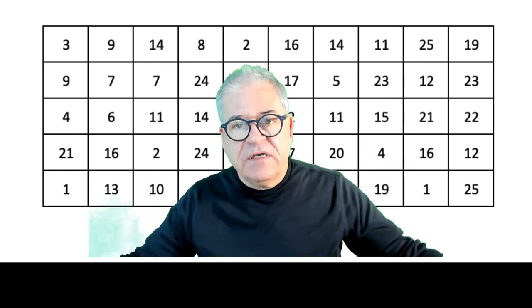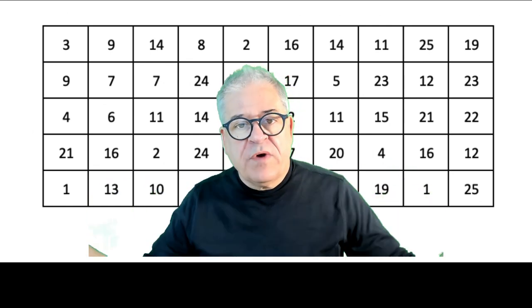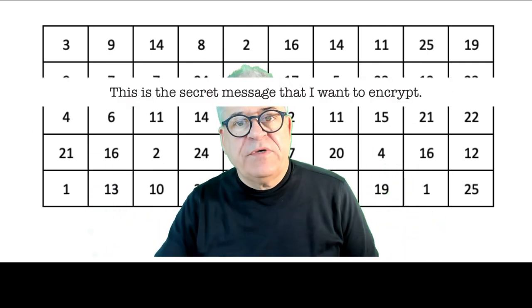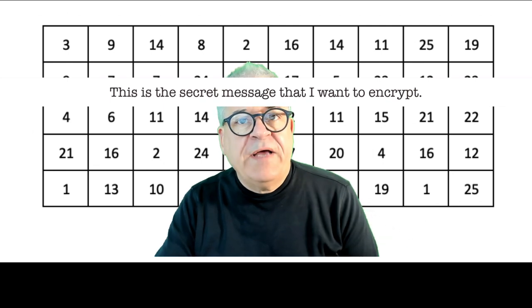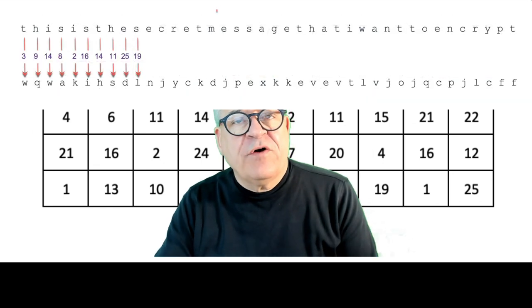So this is the secret message that I want to encrypt. And I'm going to render it all lowercase and throw the space and punctuation marks out. And then I'm going to use a simple Caesar cipher, but I'm using the table above. So the first character is shifted by 3, the next one by 9, the next one by 14, the next one by 8, and so on. And eventually it yields this ciphertext.